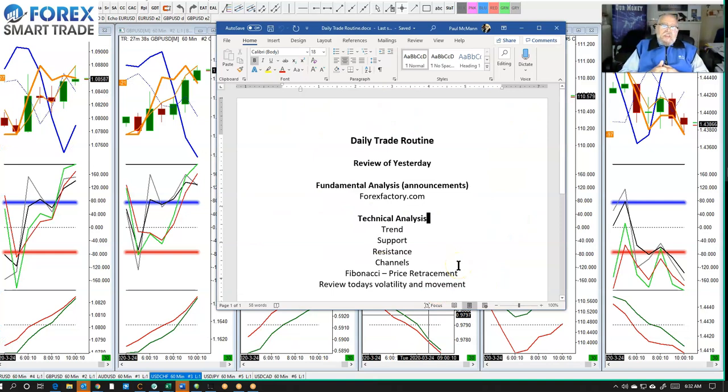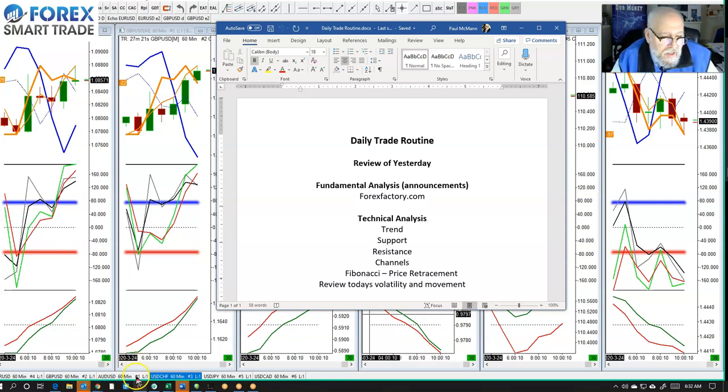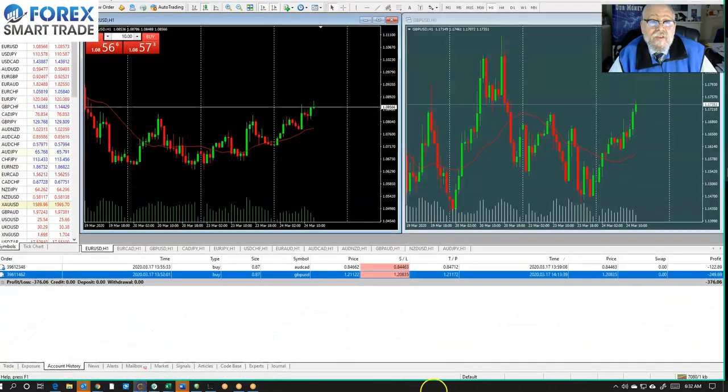daily trade routine. I like to have a protocol that we use when I trade, and I start by reviewing what we did last time. And when we review what we did last time, we've got a little discrepancy here, so it's a worthy note.